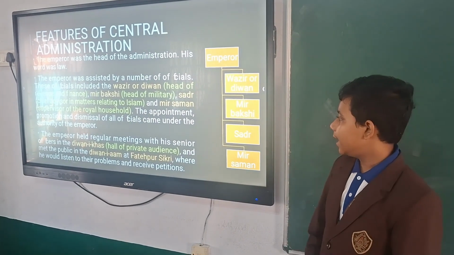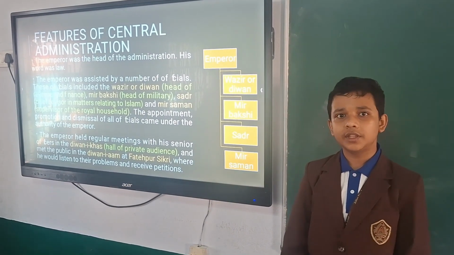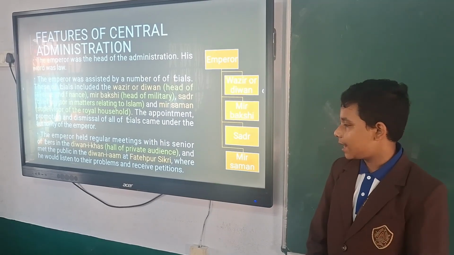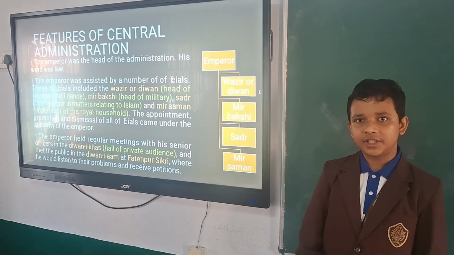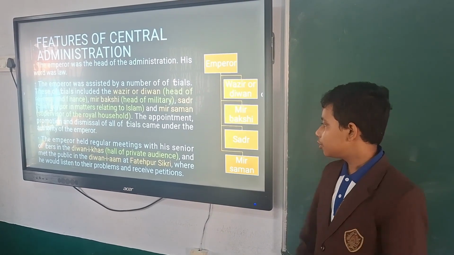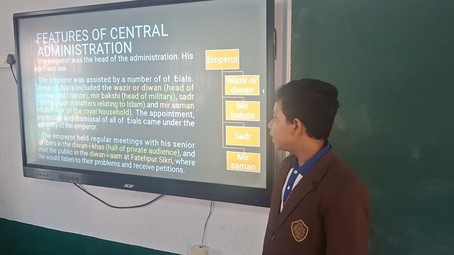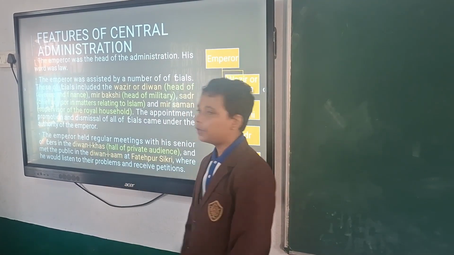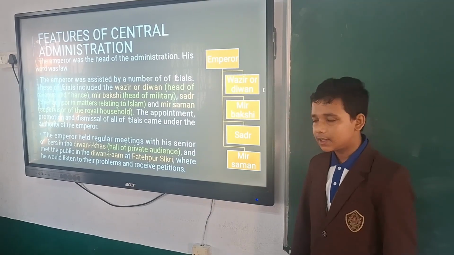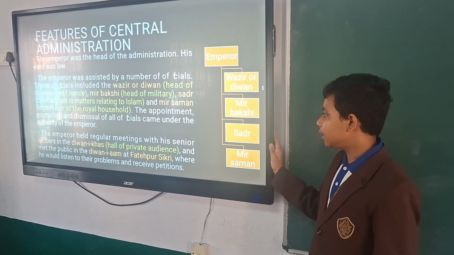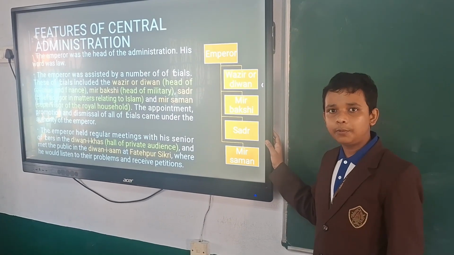The emperor held regular meetings with the senior officers and met the public to receive petitions and to listen to their problems. He met his senior officers in the Diwan-e-Khas, which means the hall of private audience, and he met the public in the Diwan-e-Aam at Fatehpur Sikri.